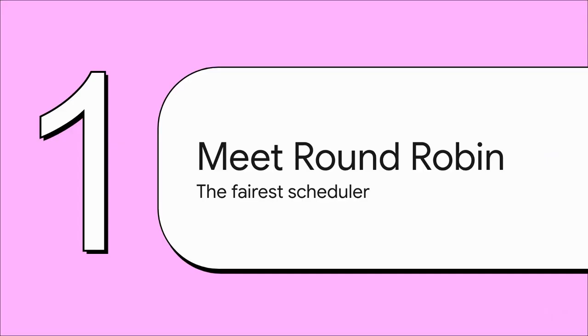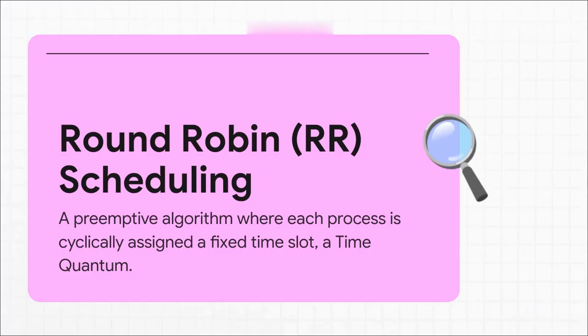Okay, so if the scheduler is in charge, how does it decide which process gets to run and for how long? Well, there are a bunch of different ways to do it, but round robin is famous for one thing above all others. It's absolute fairness. At its core, round robin is basically first come, first serve, but with a crucial twist. Every process that's ready gets a turn, but, and this is the key, it only gets the CPU for a tiny fixed slice of time.